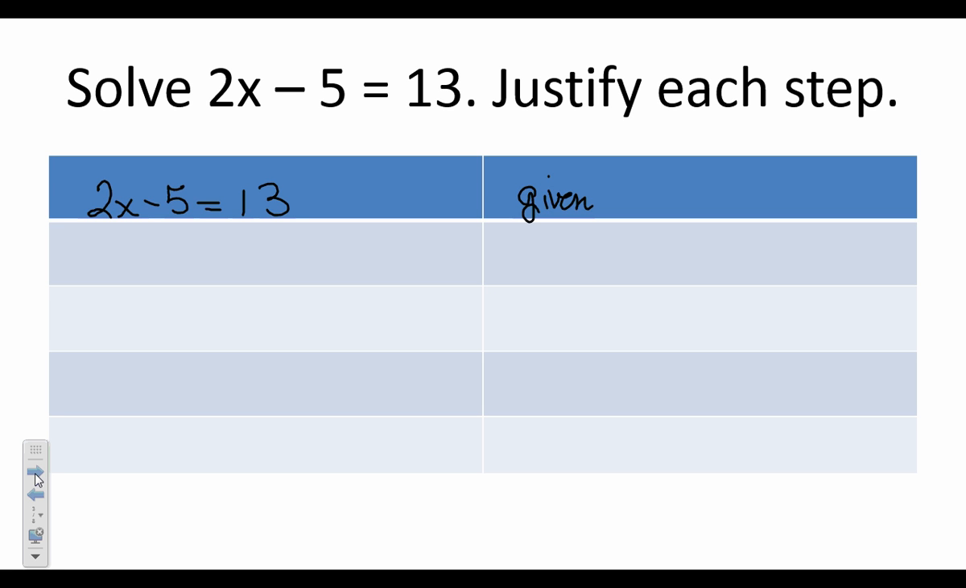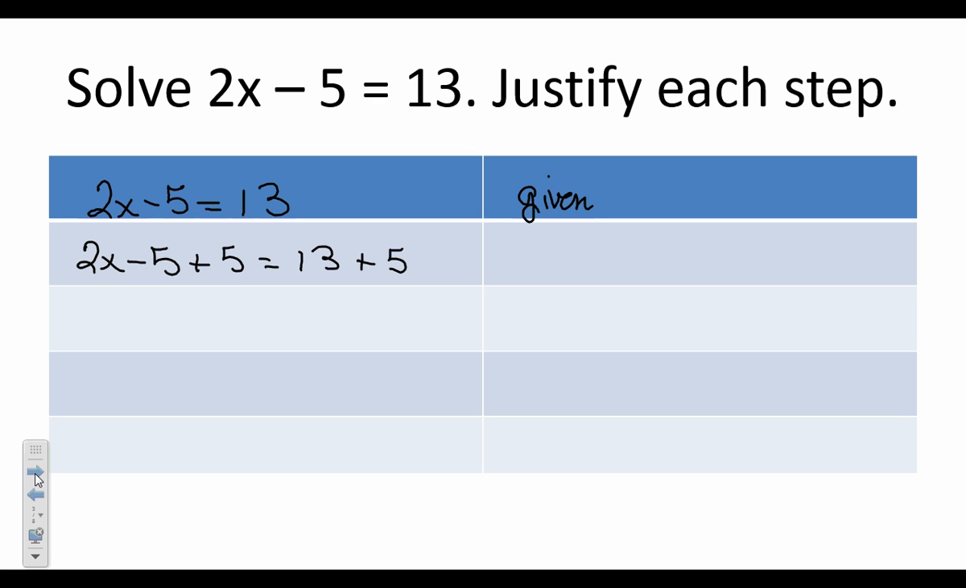That's already written. Okay? So the next step then to solving this equation, what's the first thing that you would do? Add 5 to both sides. So you can write it right below it, or you can say 2x minus 5 plus 5 equals 13 plus 5. What's the reason that we can do that? We're adding 5 to both sides.